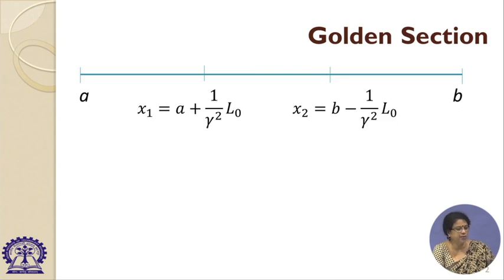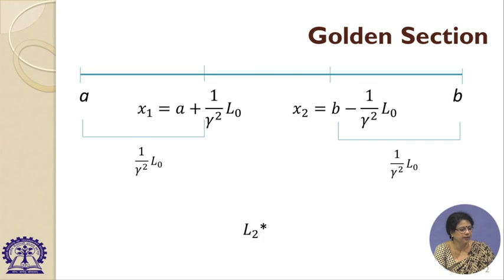That is why we could see that the distance from A to x1 is 1 by gamma square L naught, and the same distance x2 is from B, 1 by gamma square L naught. And this is the value. Since we are going to the next iteration with these values, we are starting from A to B, we are going to the next experiment. That is why the naming is L2 star, just like your Fibonacci method.